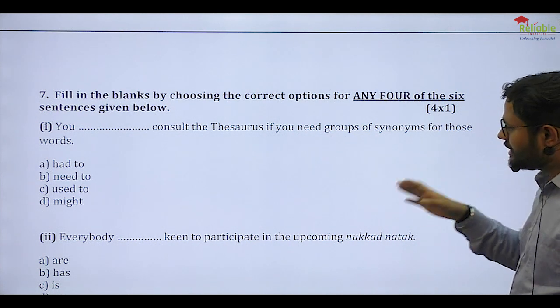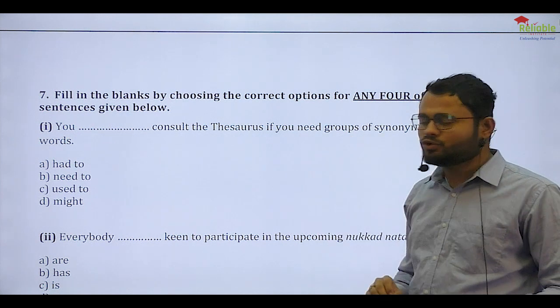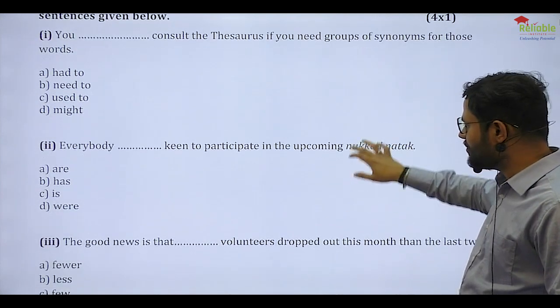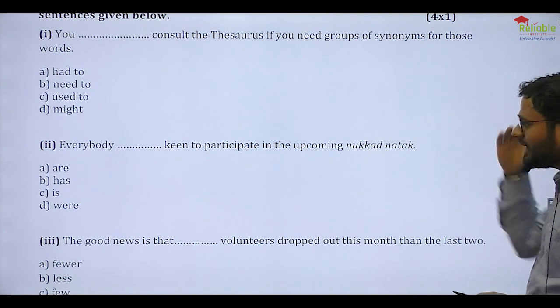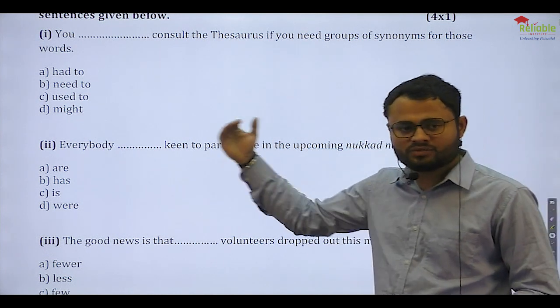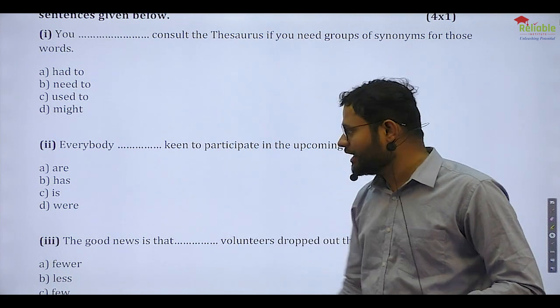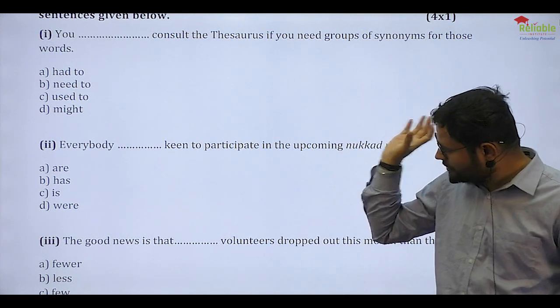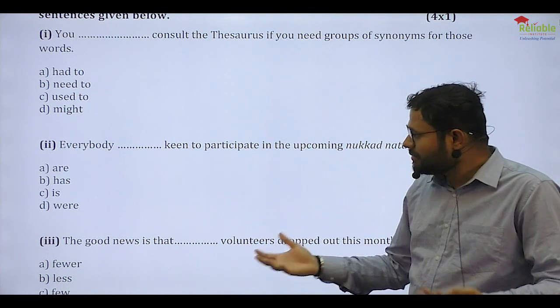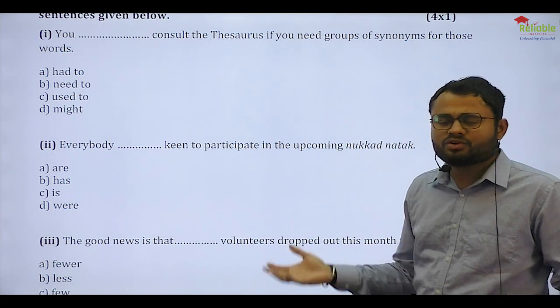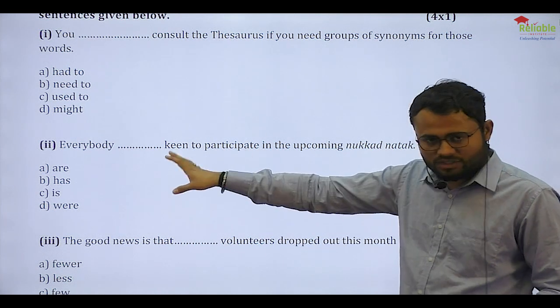So what is the appropriate modal you have to use? And then in this, everybody blank space keen to participate in the upcoming Nukkad Natak: are, has, is, were. Out of these 4 options you have to select any one. So what is going to be the correct one? Everybody is. Okay, so the subject verb agreement you can say, or the determiners, whatever you want to say. This is from subject verb agreement.